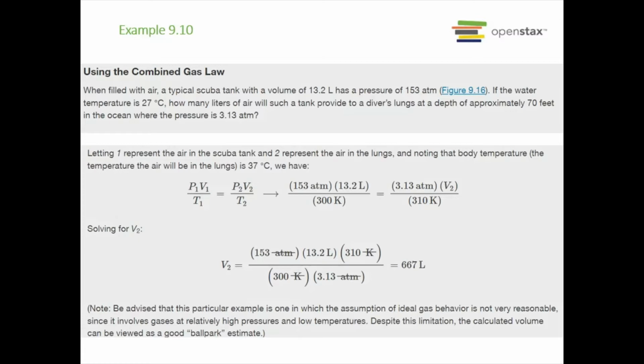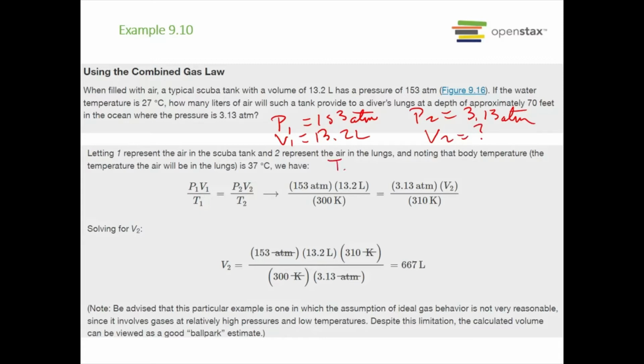So we're just saying 2 represents the lungs and 1 represents the tank. It's not ideal, but it'll work. Or we could just say that P1 equals 153 atm, P2 equals 3.13 atm. Don't even worry about diver versus tank. V1 equals 13.2 liters. We don't know V2.